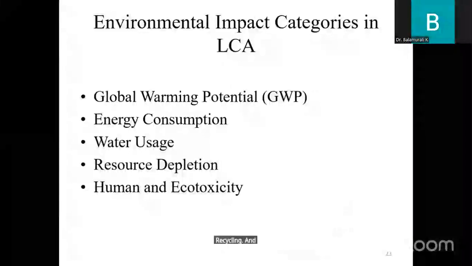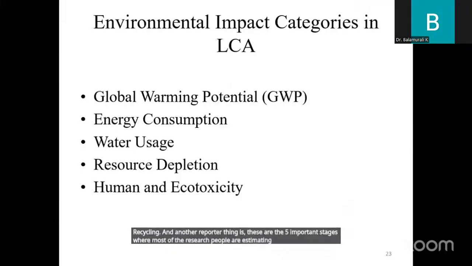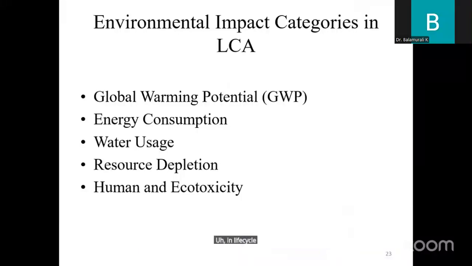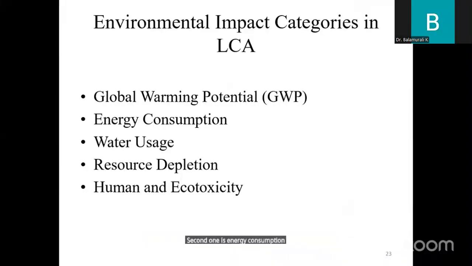And another important thing is these are the 5 important stages where most of the research people are estimating the environmental impact categories in life cycle assessment of concrete. First one is, as I said previously, global warming potential, GWP. Second one is energy consumption, which will be represented in terms of EE, embodied energy. Then water consumption, what are water usages. Then resource depletions and human ecotoxicity.